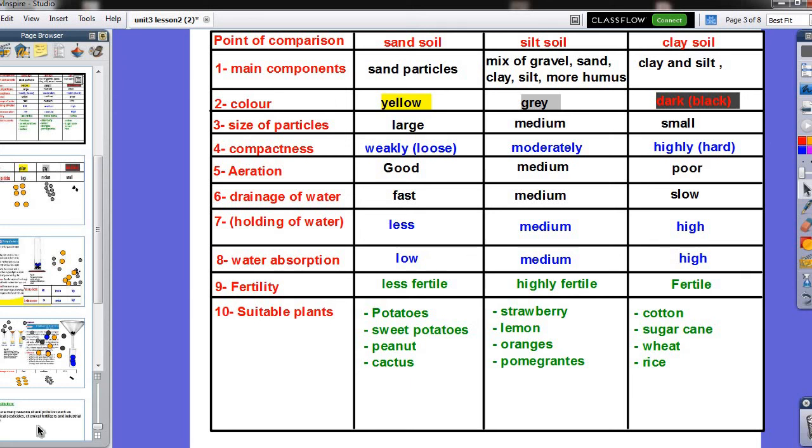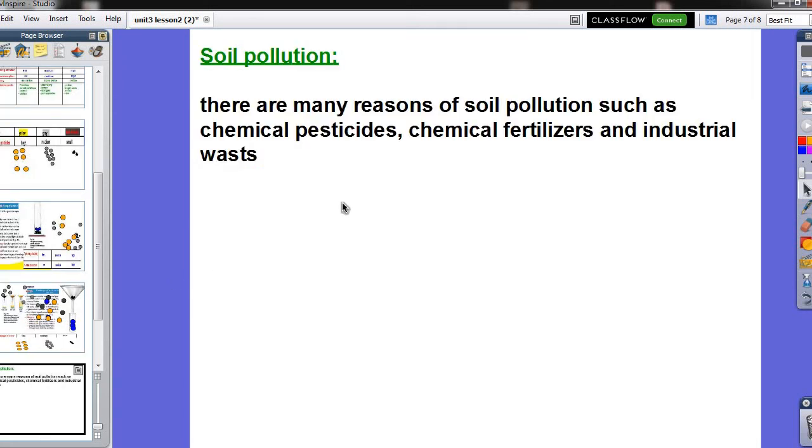Let's talk about the last point. It is soil pollution. What is meant by soil pollution? It is any change in the properties of the soil. We have some factors which cause soil pollution, like chemical pesticides, chemical fertilizers, and industrial wastes. This is the end of our lesson today.